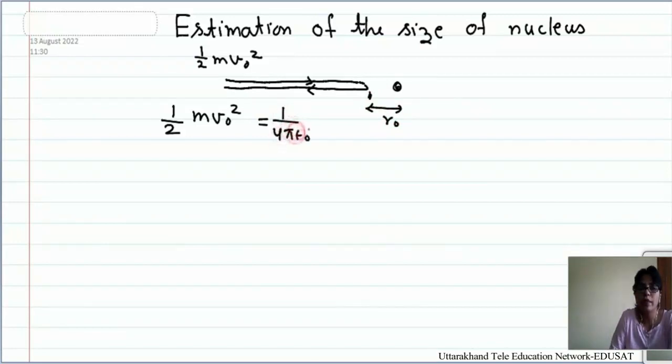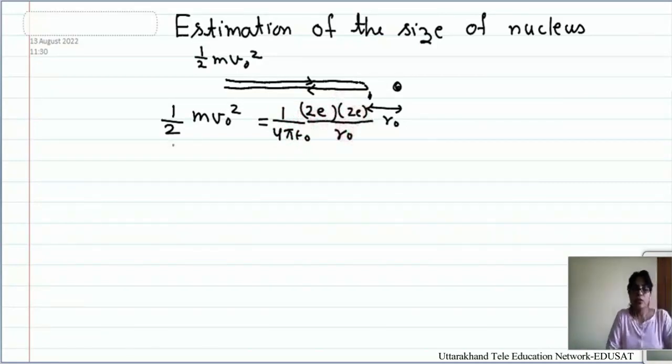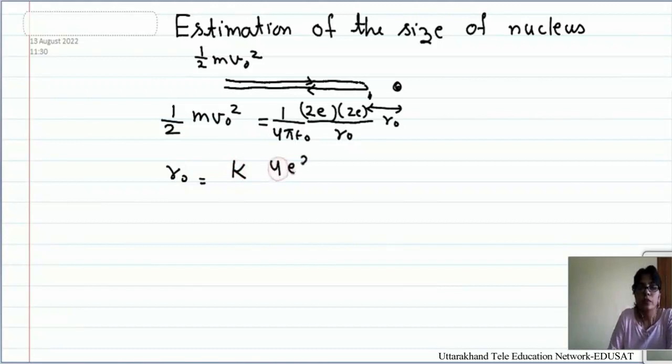So half m v square is equal to the Coulomb potential, which is 1 upon 4 pi epsilon naught, q1 q2, where q1 is 2e and q2 is ze, divided by the distance r naught. Now we can write r naught, using the above equation, and instead of 1 upon 4 pi epsilon naught we can put k. So r naught is equal to k into 4 e square z divided by m v naught square.